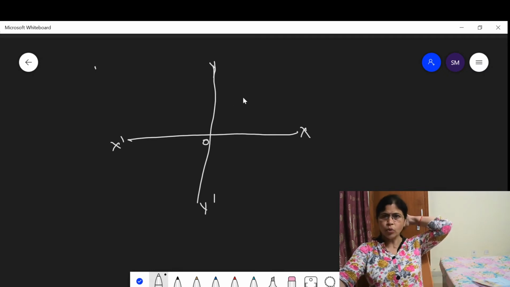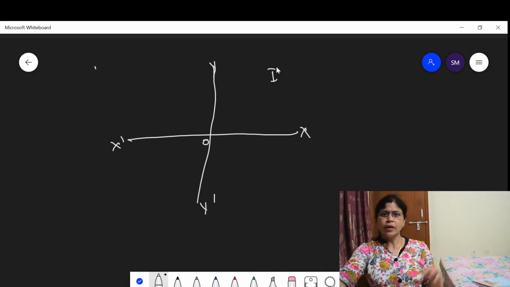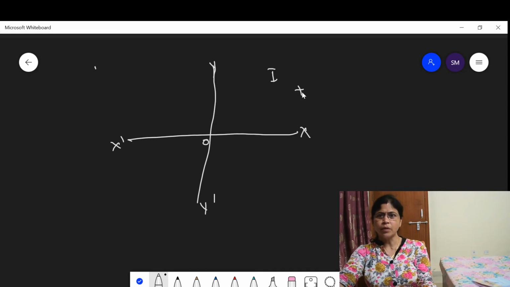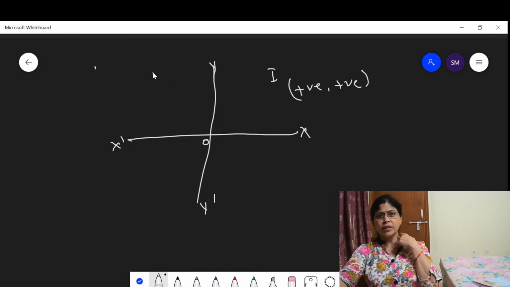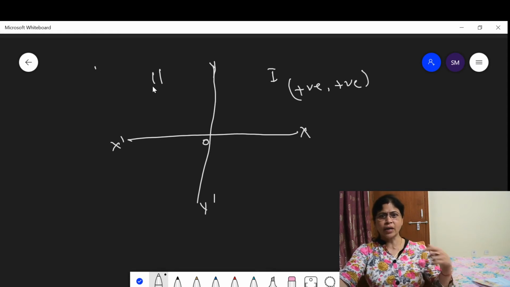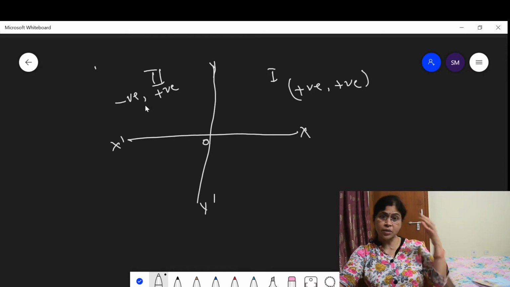Here you know this is the first quadrant, in which x is positive and y is positive. Here both x and y are positive. This is the first quadrant, and this is the second quadrant. In the second quadrant, x is negative and y is positive.